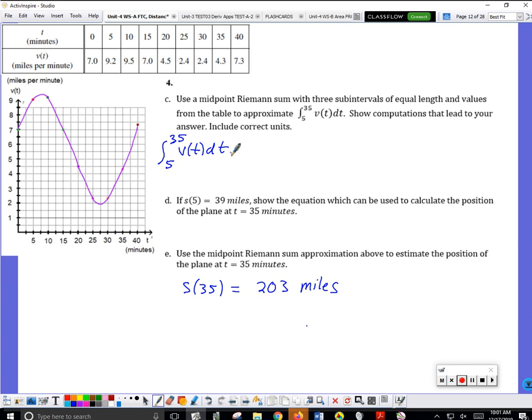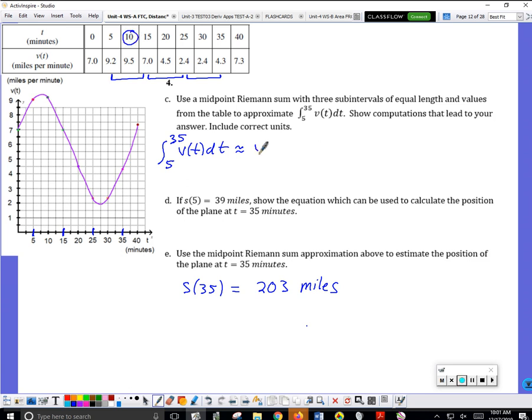So it says 3 subintervals of equal length and values from the table. So I'm going to go from 5 to 15, 15 to 25, and then 25 to 35. So doing a midpoint sum, I pick the first subinterval, find the time that is in the middle, which is 10. So I'm going to find V of 10.